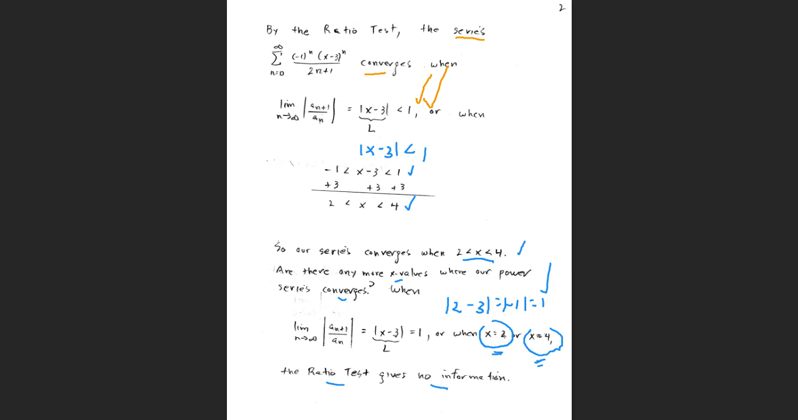So let's go ahead and substitute x equals 2 into the power series. That's what I have on the next page. We have to manually check here. When x equals 2, we substitute x equals 2 in the power series, and then we compute the resulting series.